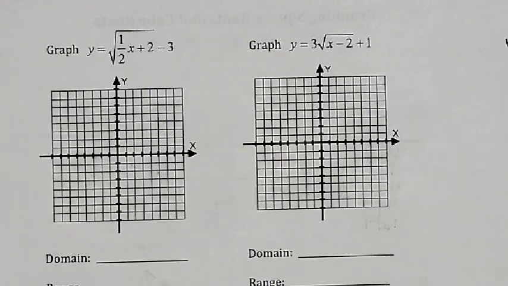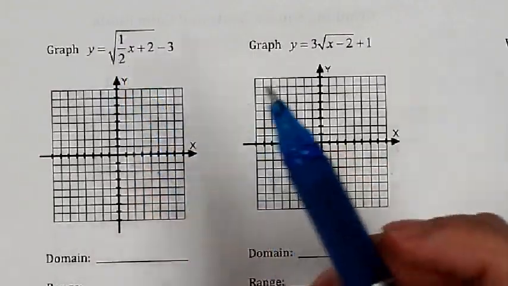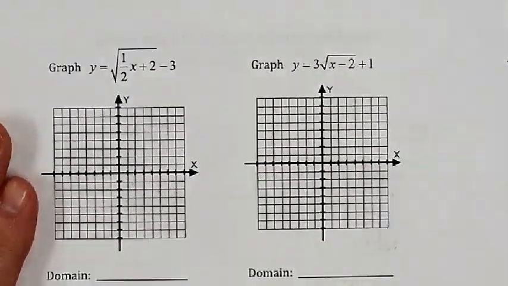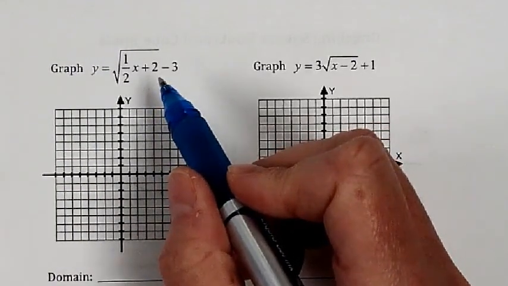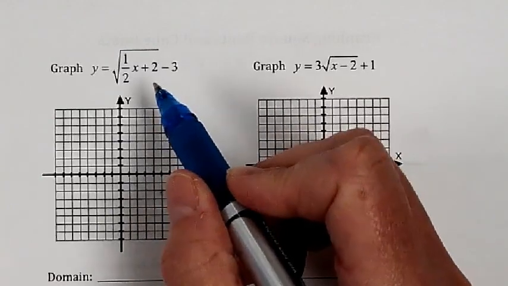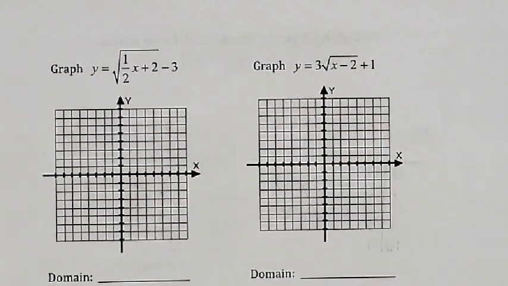For graphing, the first one, y is equal to the square root of 1/2 x plus 2, minus 3. I usually say that inside the parentheses is your x. Anything underneath your radical deals with your x. So here, square root of 1/2 x plus 2. We're graphing the same way as we have been for every other function. The only difference is the function changes, so that initial table.